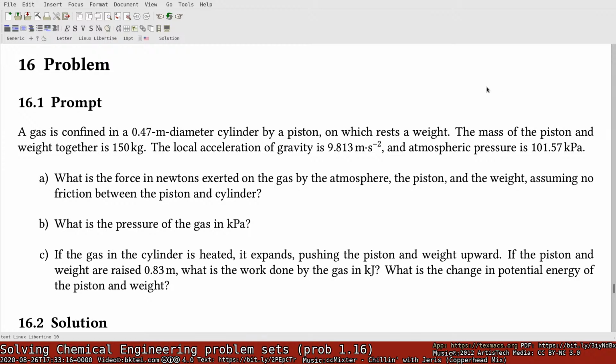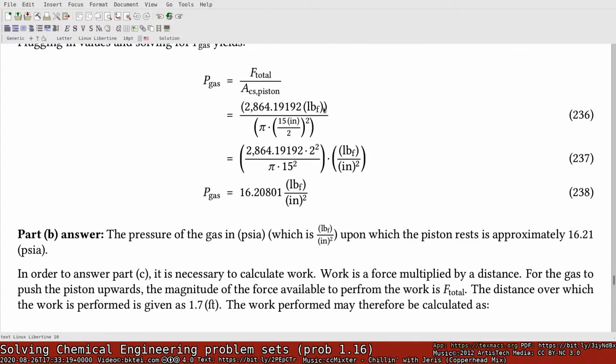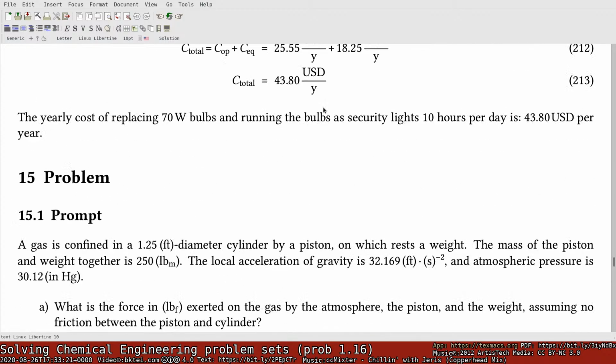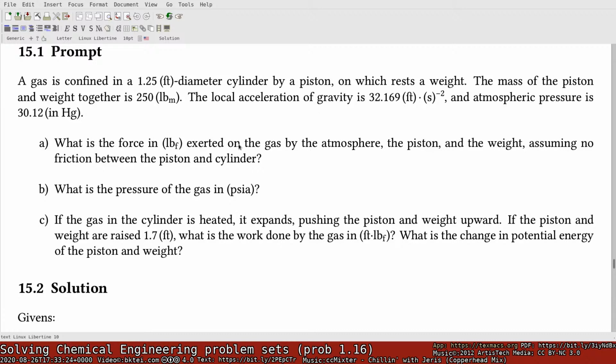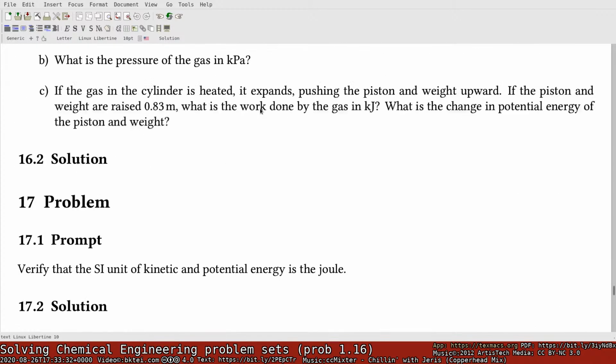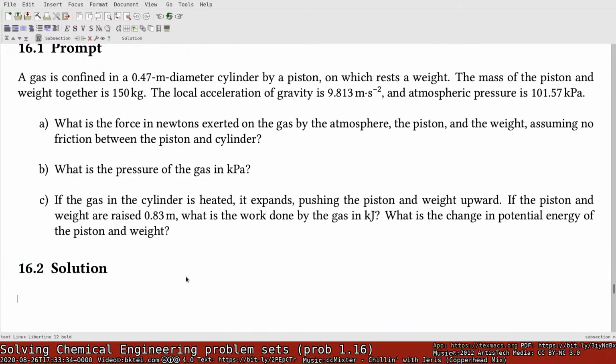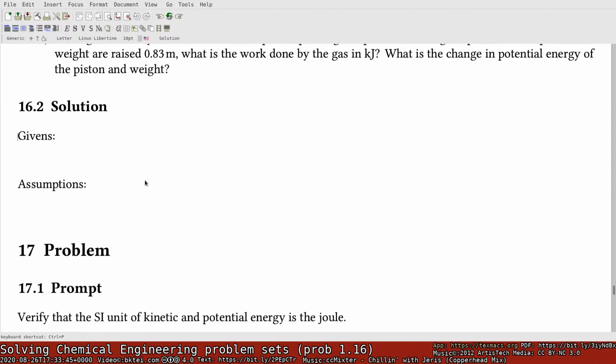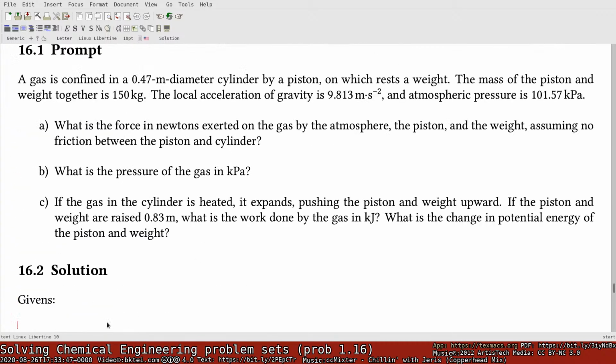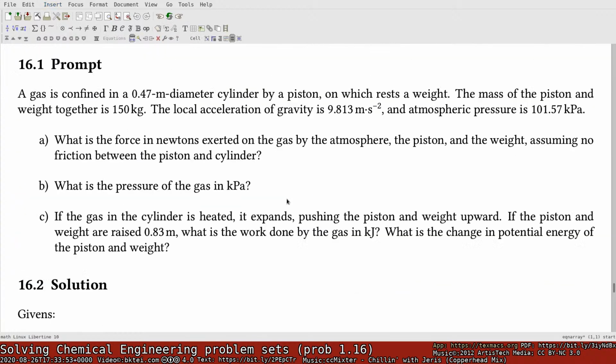So this is the same problem as what we did earlier, except in explicitly SI units. So instead of pounds mass, we got kilograms. Instead of feet, we got meters, which is nice. So the solution should be the same as number 15. We'll go ahead and summarize our givens, list some assumptions, and go from there. So givens, we got a few equations that we can write.